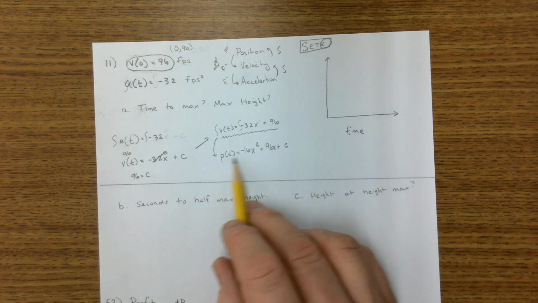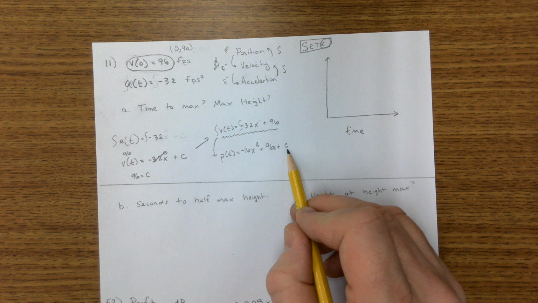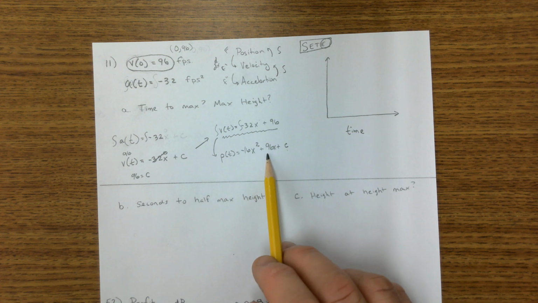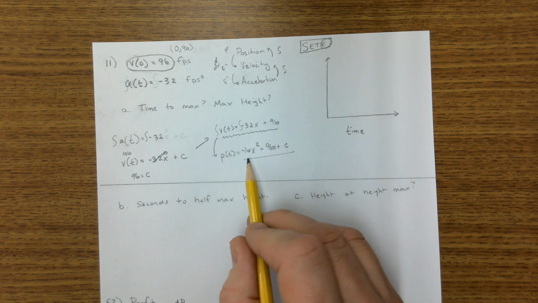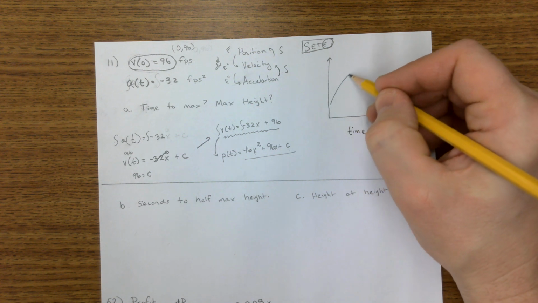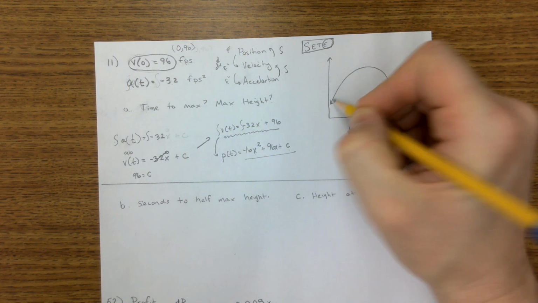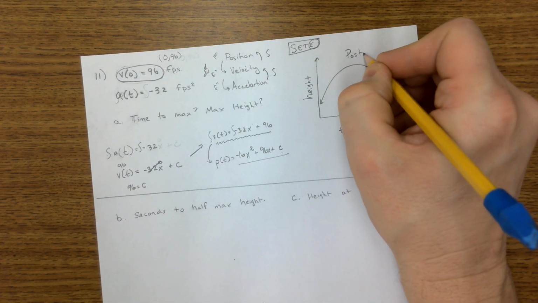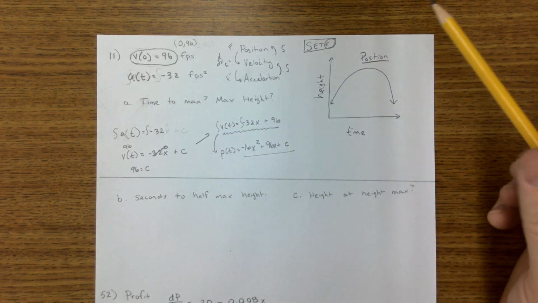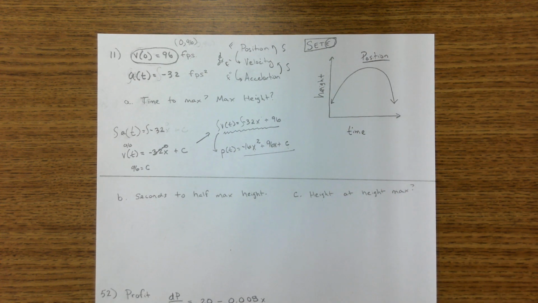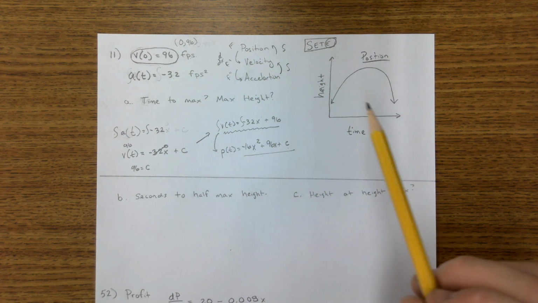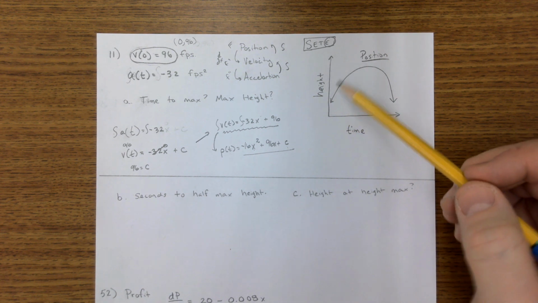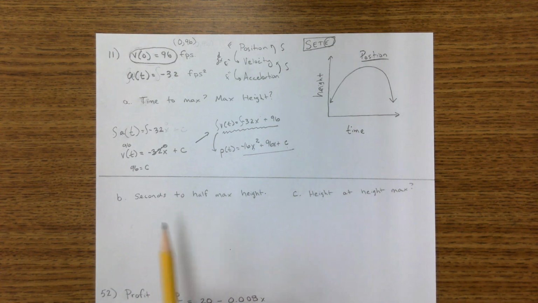So what is this graph? Well, first off, I need the c value, but I can't find the c value because I have no other information that's going to help me. But we do know what this looks like, right? It's a parabola that's upside down, so it goes up and it comes down, and that's what the position is. This is a position graph, not velocity, not acceleration, because it's an upside down parabola. Now, we don't know where it starts though, right? We don't know what the constant is. It's somewhere in here.